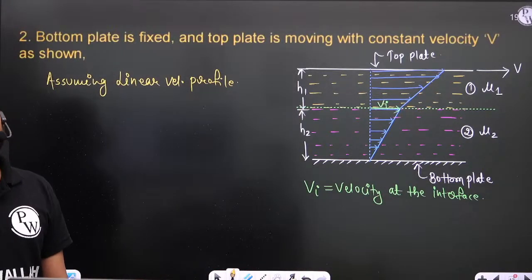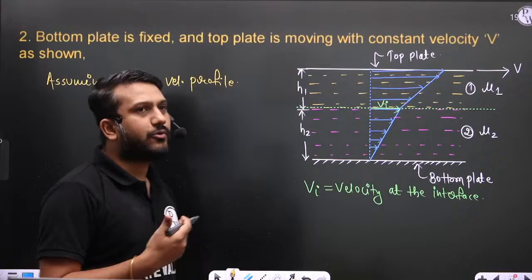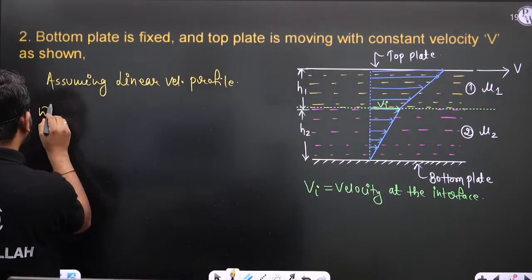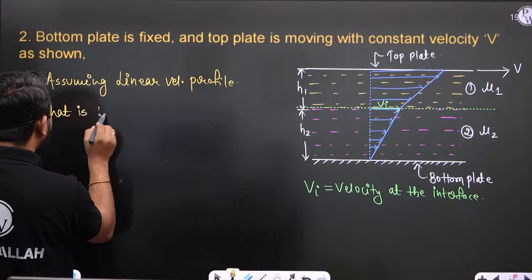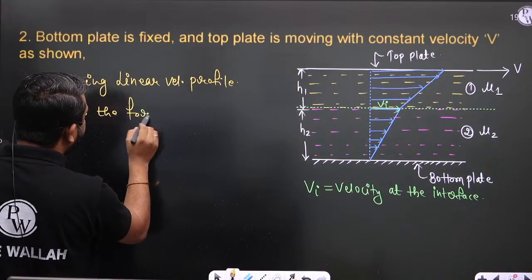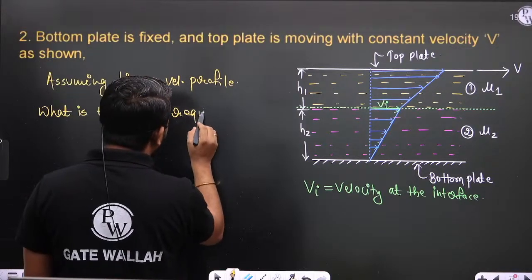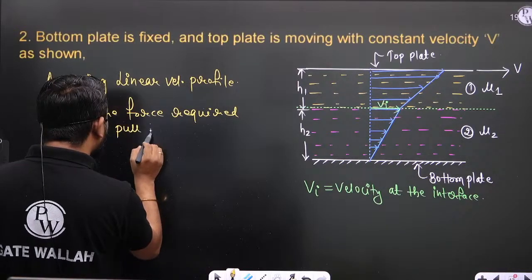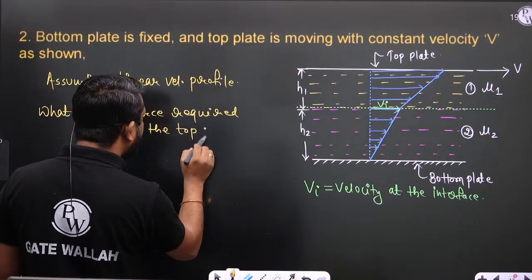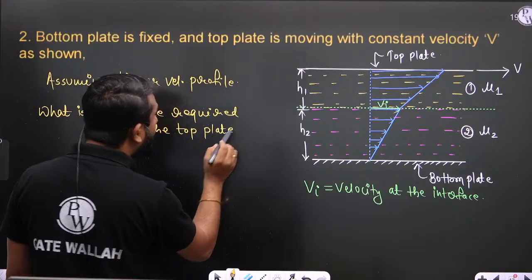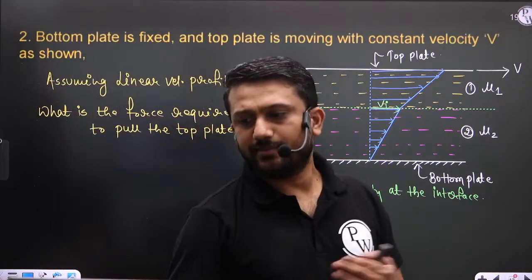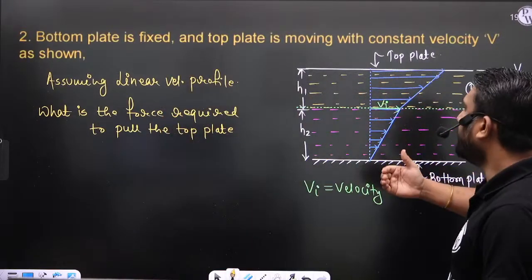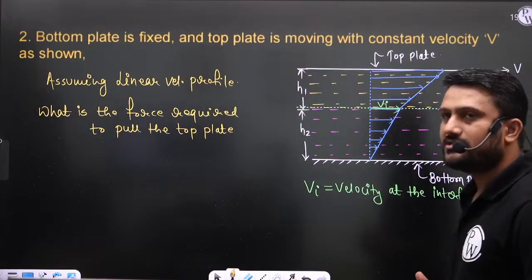Fine. Now what is my question? My question is the same. What is the force which is required to pull the top plate with velocity V? Or in terms of power, what is the power which is required to pull the top plate with constant velocity V?